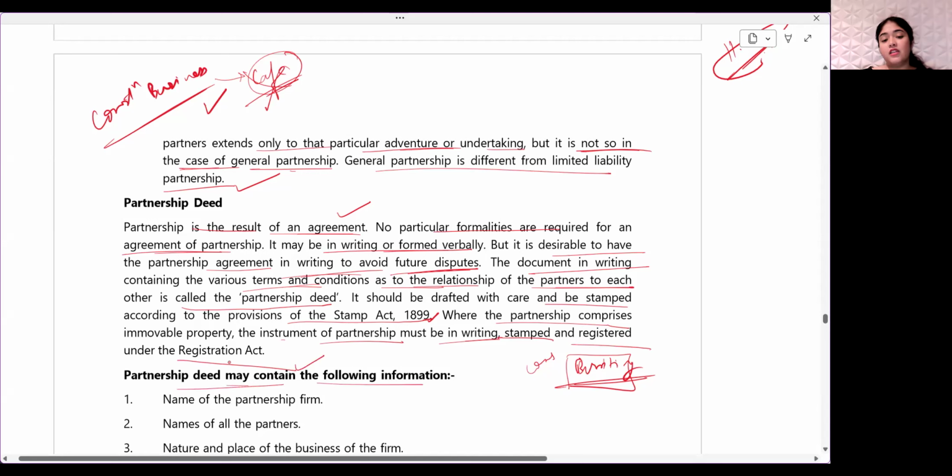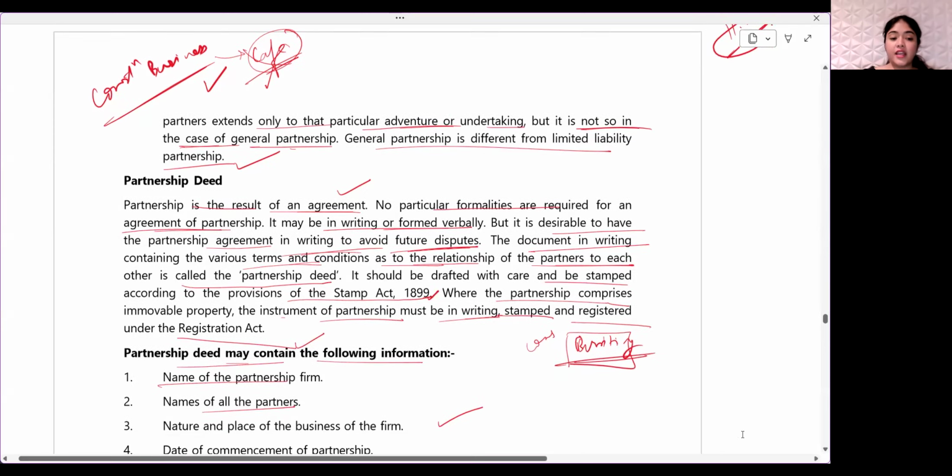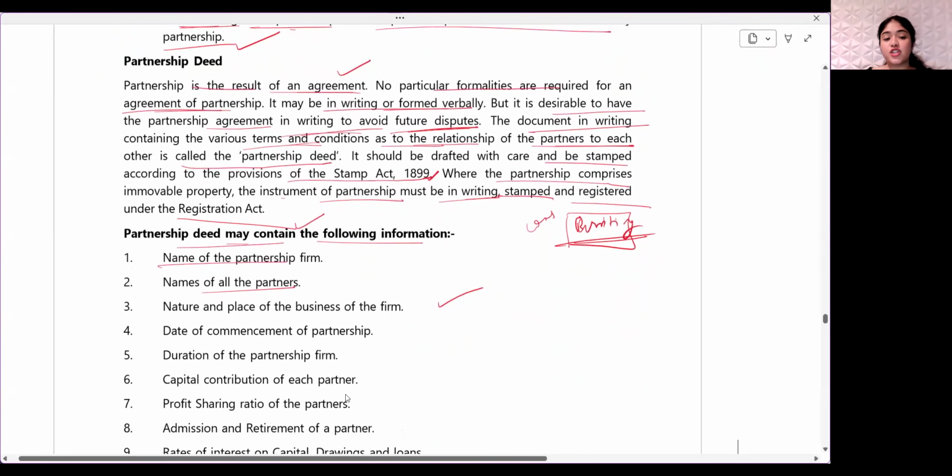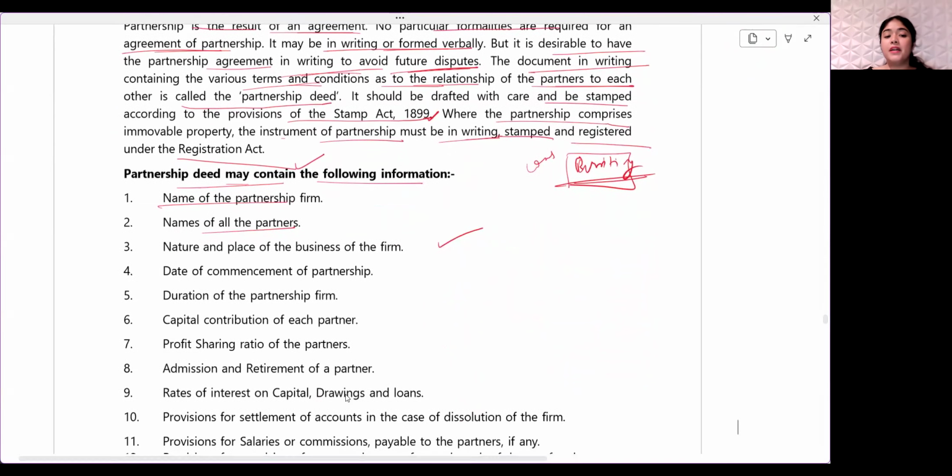Partnership deed may contain the following information: name of partnership firm, name of all partners, name and place of business of the firm. Then your profit sharing ratio will be asked, date of commencement of partnership, duration of the partnership firm, capital contribution, how much the partners will be contributing. All these things will be mentioned. PSR ratio, profit sharing ratio. Admission and retirement of partner, when that happens, what are the terms and conditions.